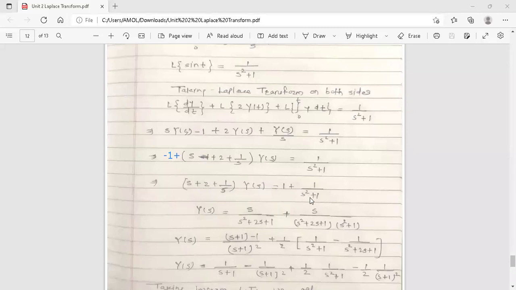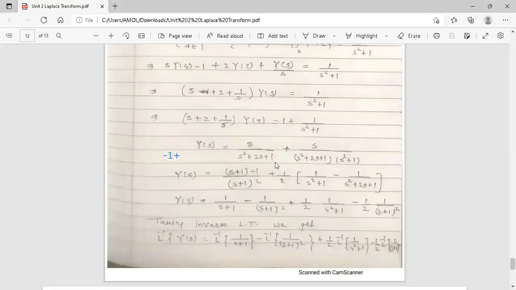So here, the value of y of s after simplification is s upon s square plus 2s plus 1 plus s upon s square plus 2s plus 1 into another bracket s square plus 1. You simplify this term, we will get this term. Okay? So this is the rearrangement of terms. Nothing else.